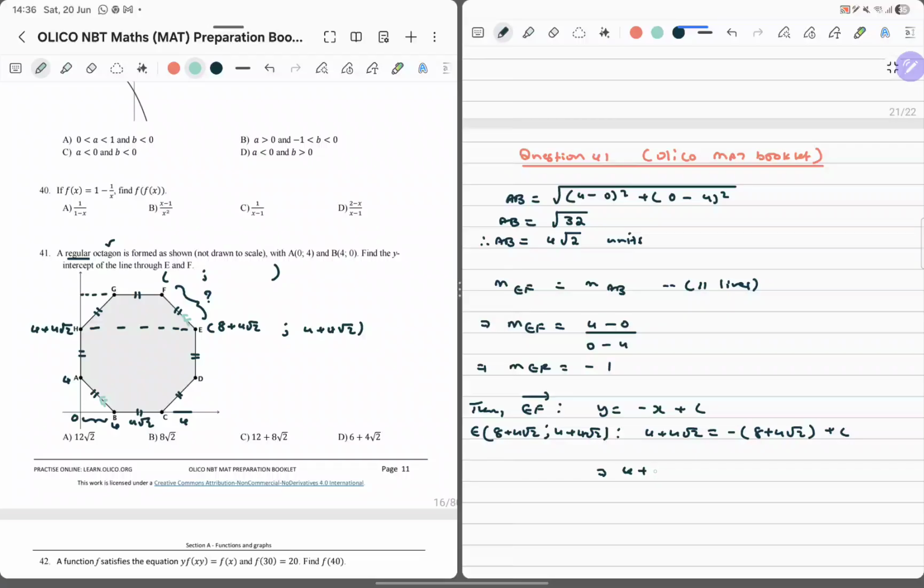4 plus 4 root 2 is going to be minus 8 minus 4 root 2 plus c. Therefore, c is going to be, now if we move this around, it's going to be 8 plus 4, which gives us 12. Now 4 root 2 times 2 is going to be plus 8 root 2. So the answer is C.